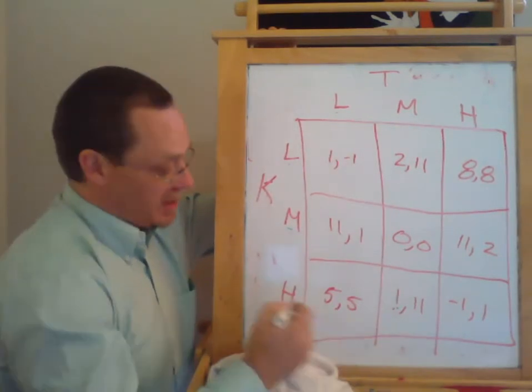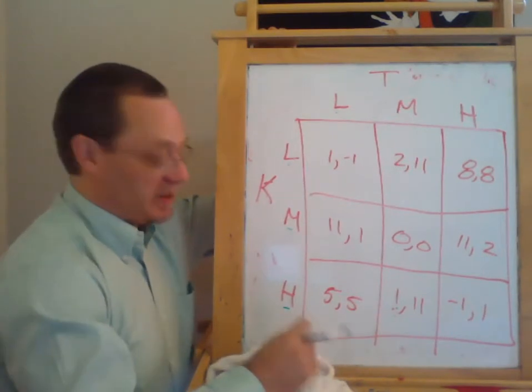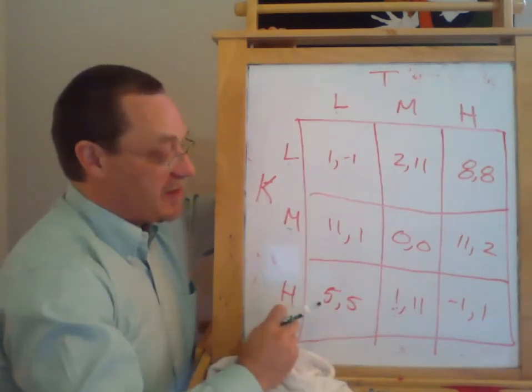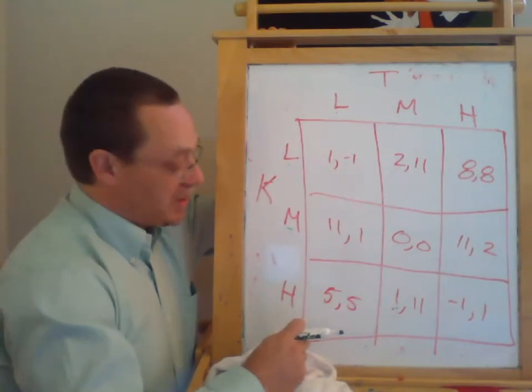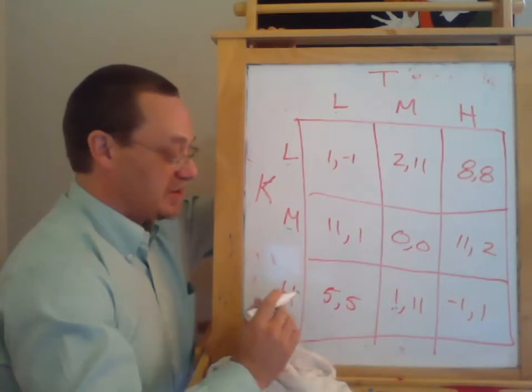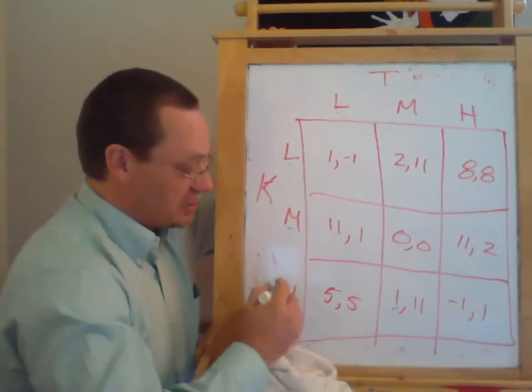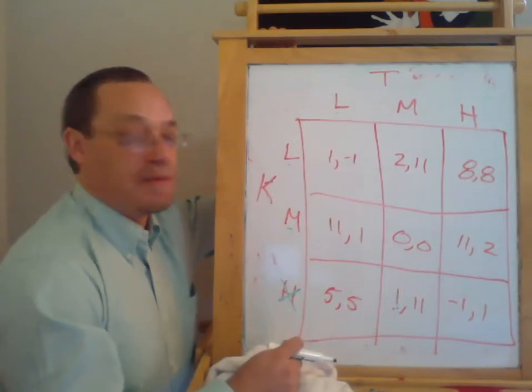Notice that H is the opposite of a dominant strategy. Kmart actually should never play H. It could always do better playing something else. Whatever Target does, there's some other strategy that's going to be better than H. So we can actually eliminate H as a choice for Kmart.